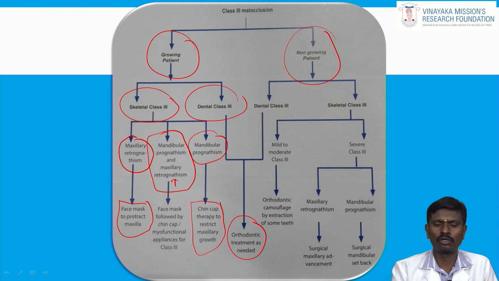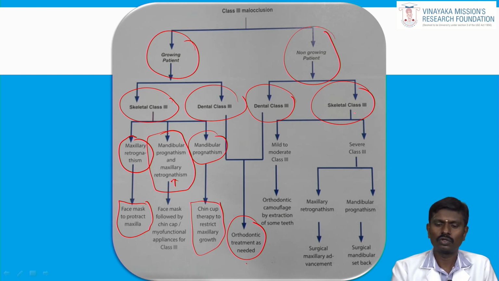If a patient is non-growing, and you find out growing or non-growing with the skeletal maturity indicator as we had seen in the previous slides, then again you have to find out whether this is a dental class 3 or a skeletal class 3. If it's a dental class 3, straight away you can do some extraction procedures and finish the case with only a fixed appliance.